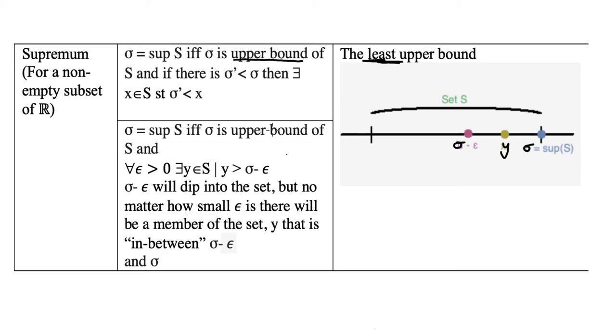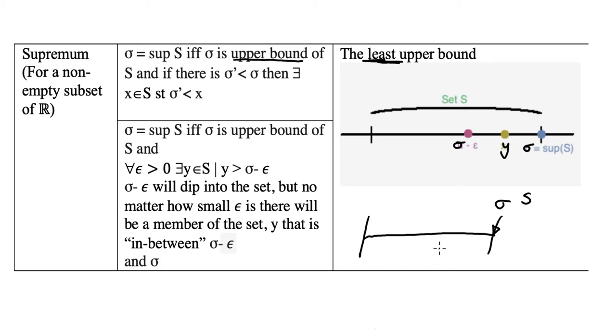So we can just have a look at the first definition here. I can just draw you an interval, and this is my interval S, defined on the real number line, and we can say that sigma is here. This is the supremum. It's the least element which is bigger than or equal to all of these elements in this set here.